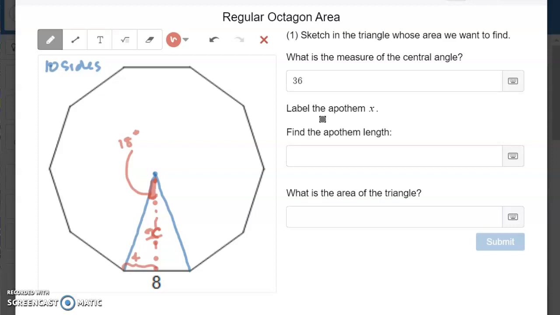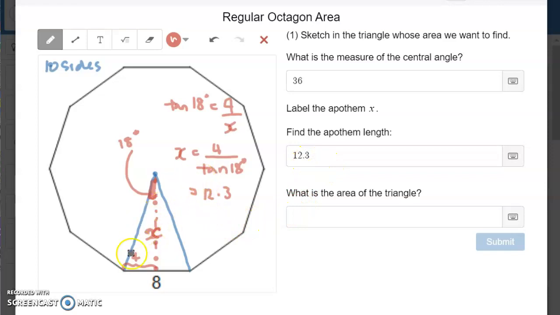So we're going to use a trig function that deals with opposite and adjacent. This is the adjacent side, so tangent of 18 degrees is going to be opposite, which is the 4, over x. So multiplying both sides by x and then dividing both sides by tangent of 18, that leaves me with x equal to 4 divided by tangent of 18 degrees. When I use the calculator, I get 12.3.